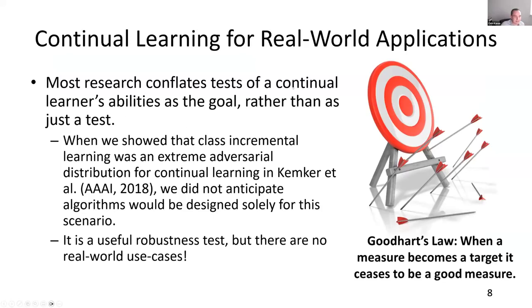We conflate tests of a continual learner's abilities as the goal rather than simply a test. Like, this is really succumbing to Goodhart's law, right? When a measure becomes a target, it ceases to be a good measure. We were among the first people to propose classic incremental learning as a great test for continual learning, as a really adversarial distribution to test on. Then a bunch of people designed algorithms that only work for that scenario. Nobody needs that. It was a test. It is useful as a robustness test, right?